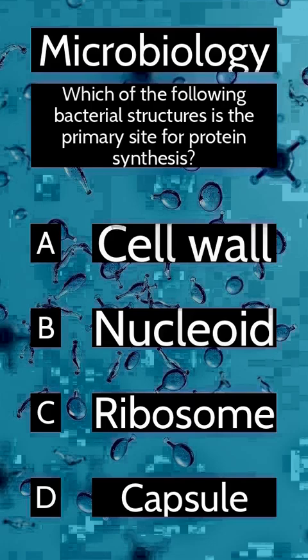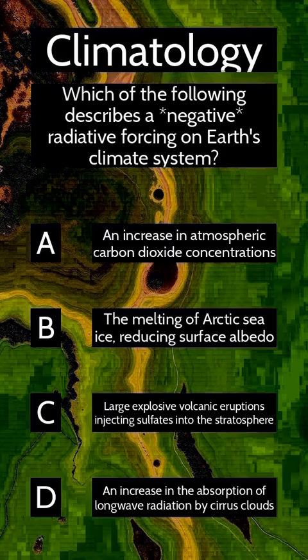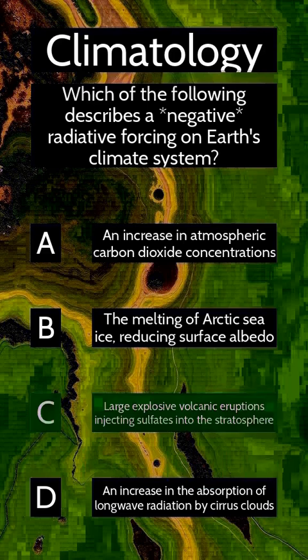Which of the following bacterial structures is the primary site for protein synthesis? Answer C. Ribosome. Which of the following describes a negative radiative forcing on Earth's climate system? Answer C. Large explosive volcanic eruptions injecting sulfates into the stratosphere.